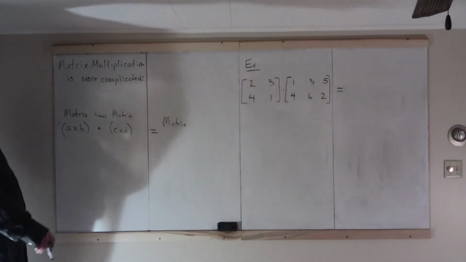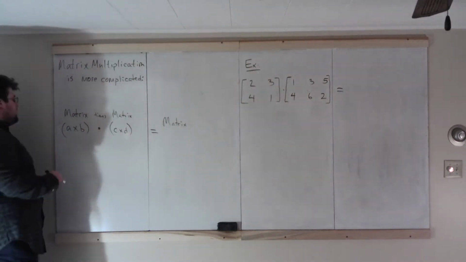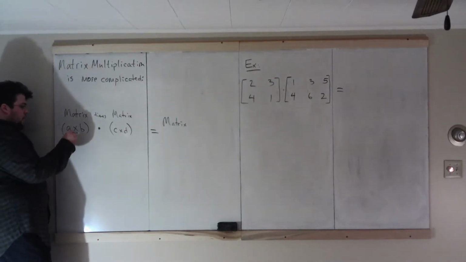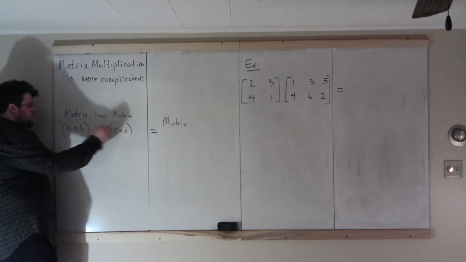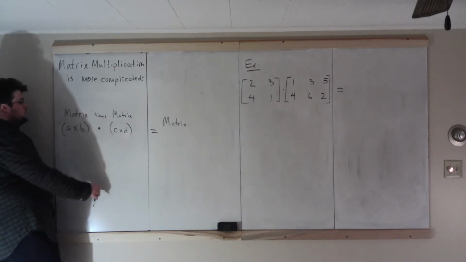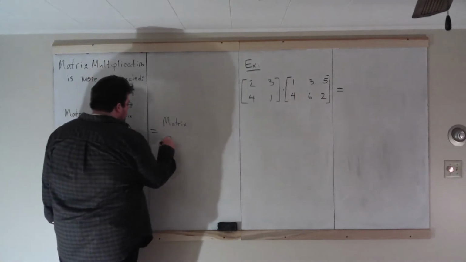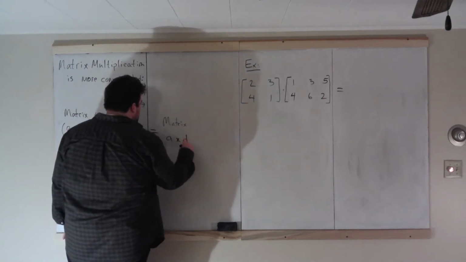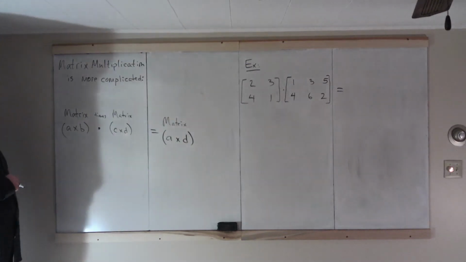What will it be? Well, let's get there. Matrix multiplication, more complicated. Here, I'm going to take an A by B matrix and multiply it by a C by D matrix. So A rows, B columns, C rows, D columns. That sometimes equals an A by D matrix.